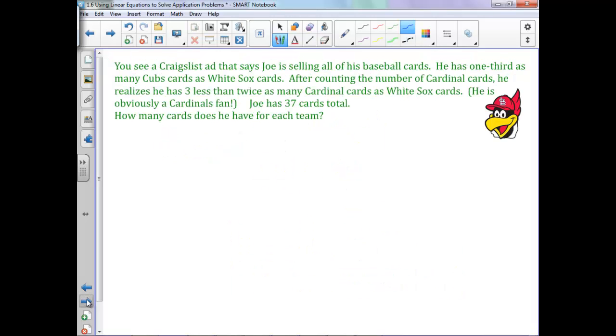Alright, so we're on Craigslist. Somebody's selling baseball cards. We have got Cubs cards and White Sox cards and Cardinals cards. So let's start. We've got some Cubs cards, we don't know how many. We've got some White Sox, and then we've got some Cardinals.